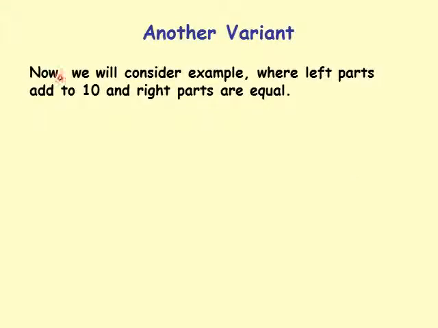Here. So in this case, we'll consider an example where left parts add up to 10 and right parts are equal. Let's continue here. So 34 times 74. On the left, it is 3 and a 7. They both add up to 10. On the right parts, they are equal. See, it's not a square, but it goes along and uses the same kind of method as is used in squares of numbers ending in 5.